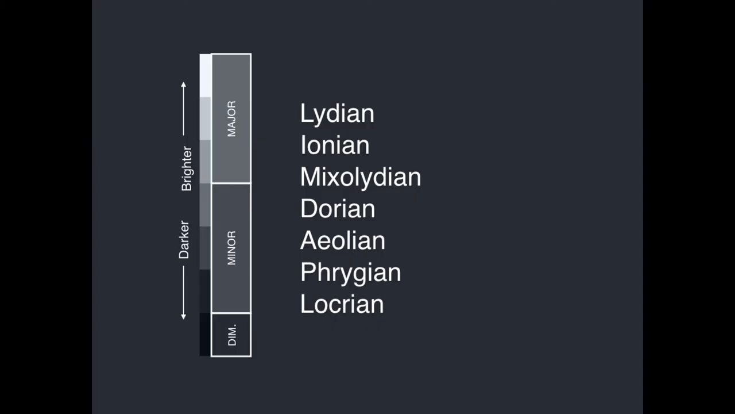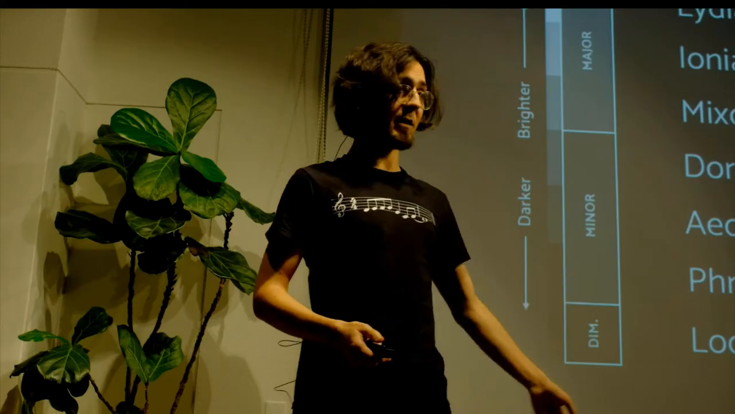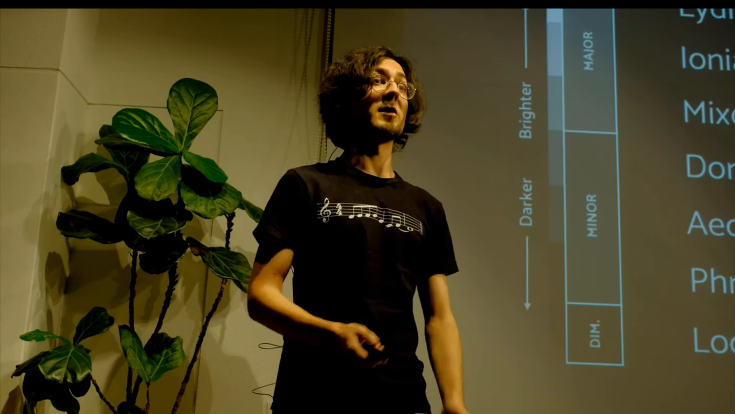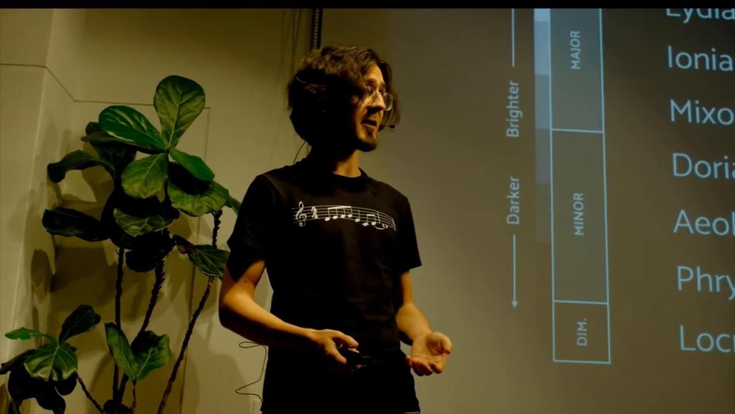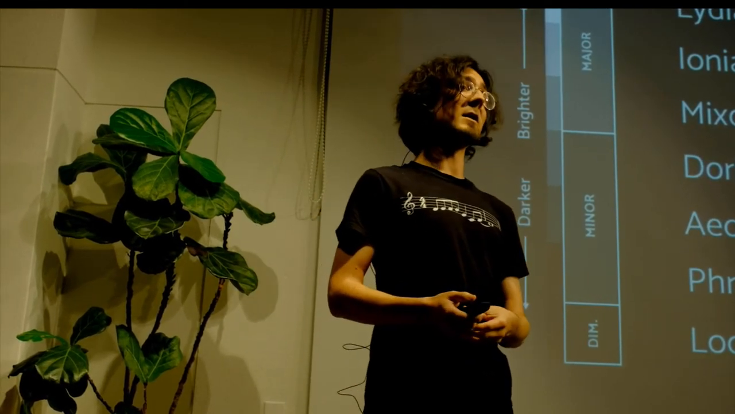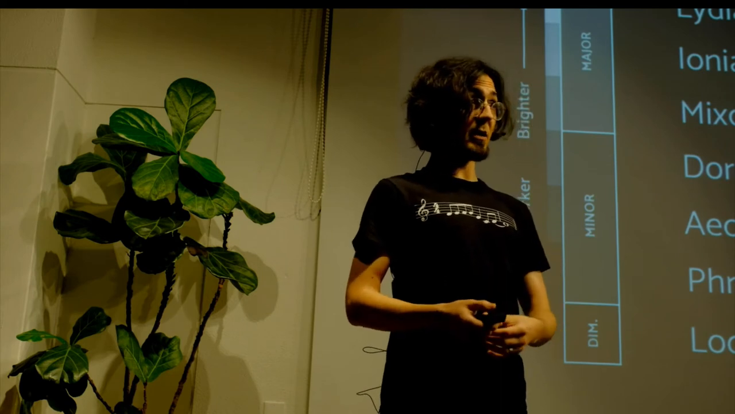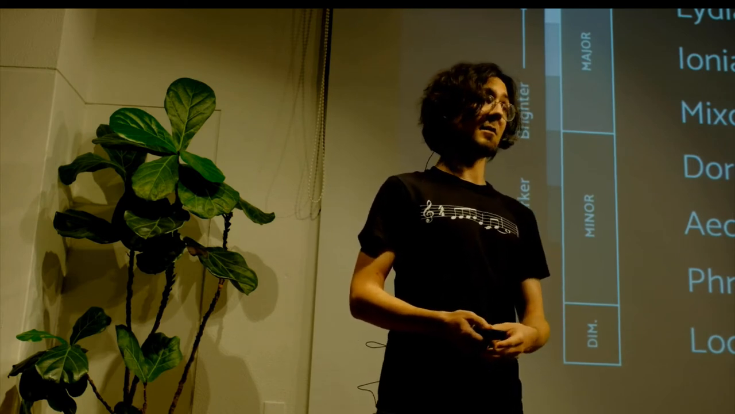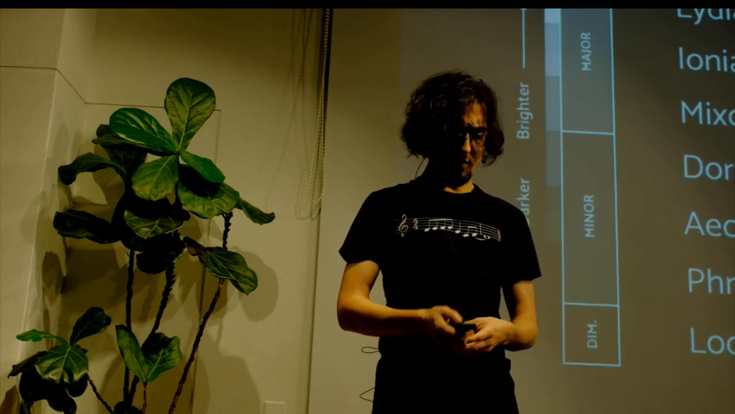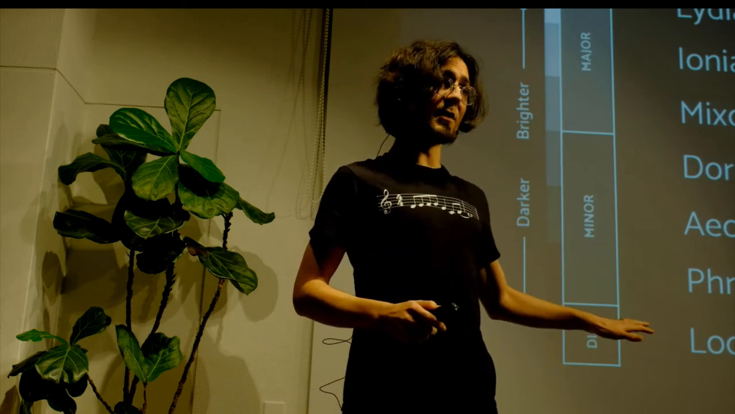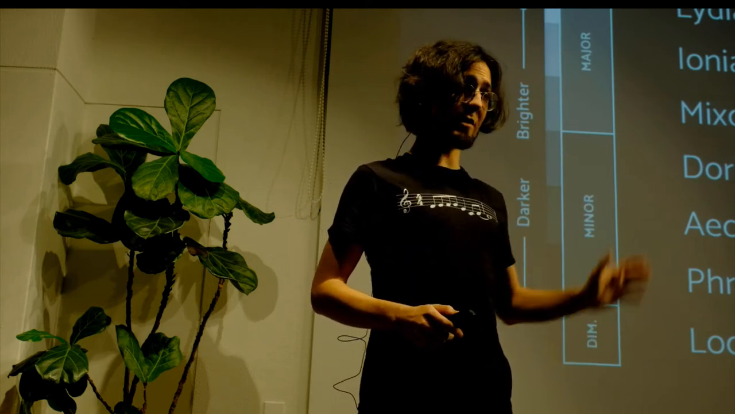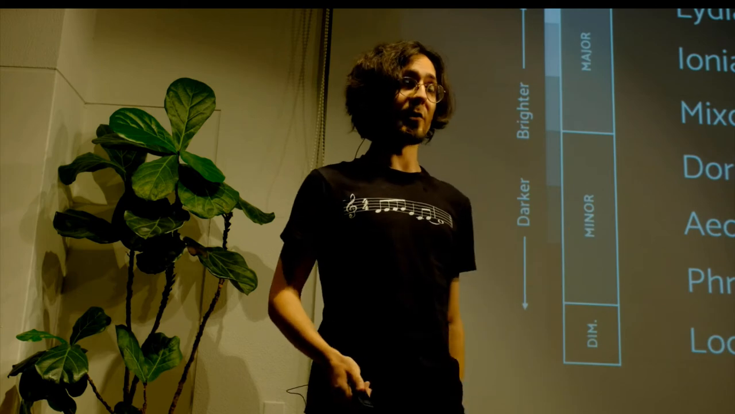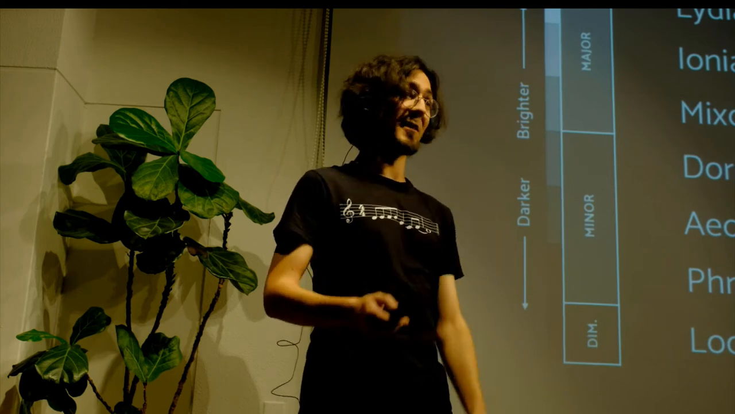Three of them belong to the general major family, three belong to the minor family, and the last one, the odd one out, is diminished. So from lightest to darkest, they're Lydian, Ionian, Mixolydian, Dorian, Aeolian, Phrygian, and Locrian. I'm not going to say a lot about Locrian today. I've got plenty to talk about with the other six, but if you have questions, maybe raise them in Q&A.